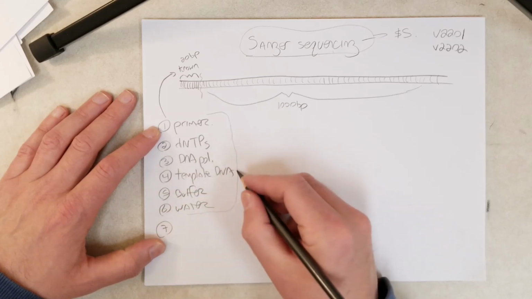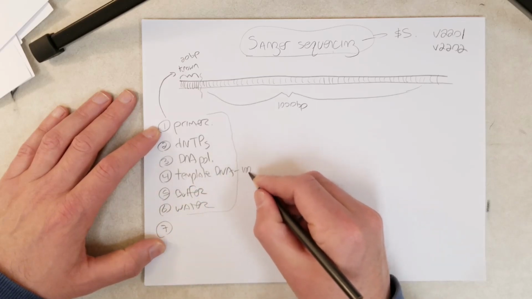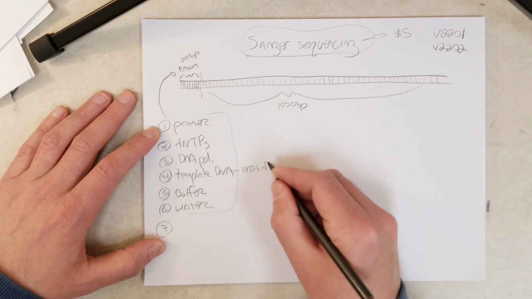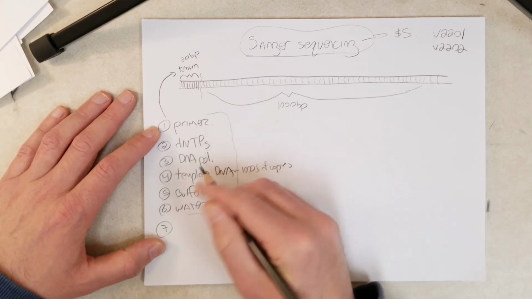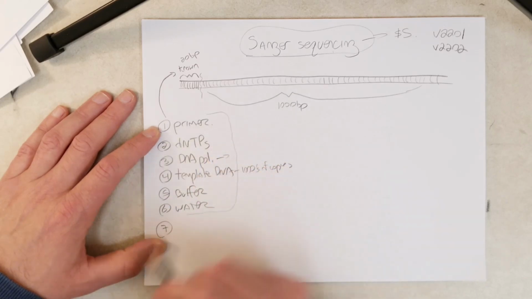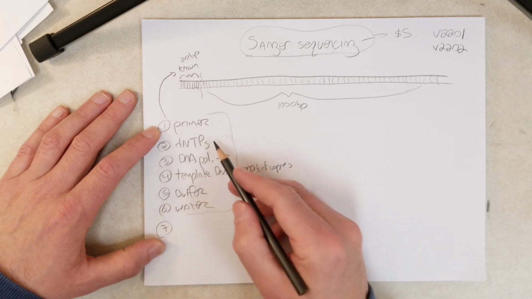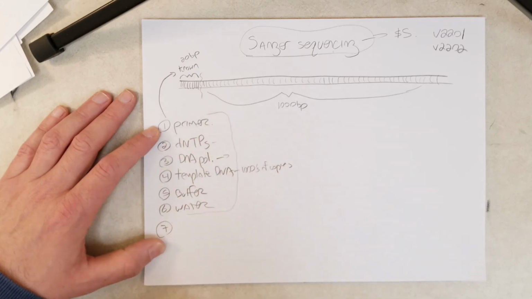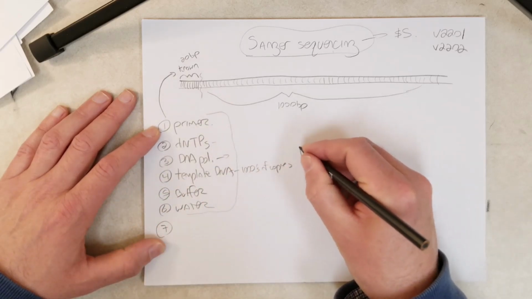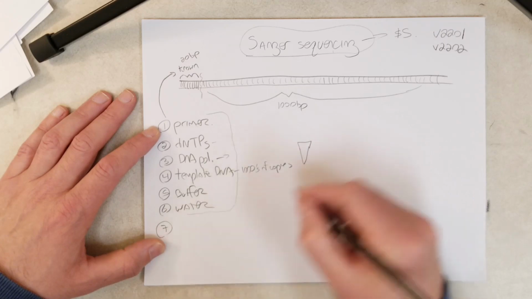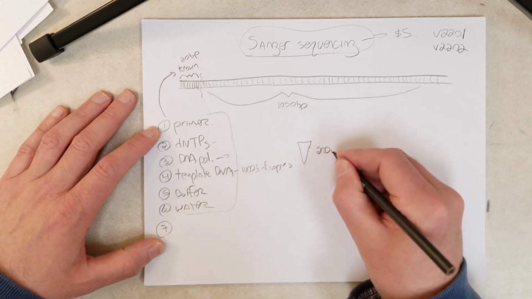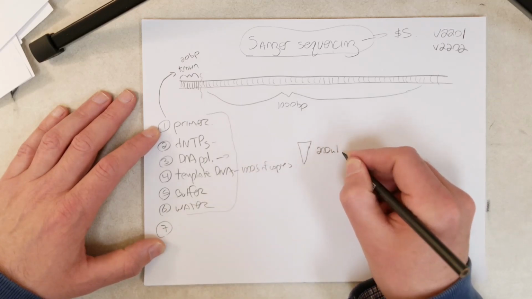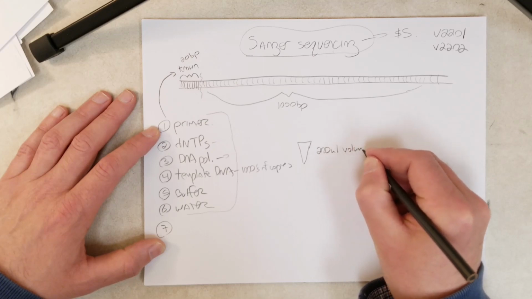Now the template DNA is going to be present in thousands of copies. The polymerase will probably have thousands of individual proteins here and tens of thousands of dNTPs, and also thousands of copies of the primer, all in a PCR tube or sequencing reaction tube, which holds about 200 microliters of volume.